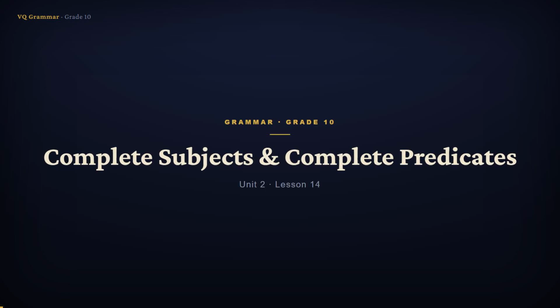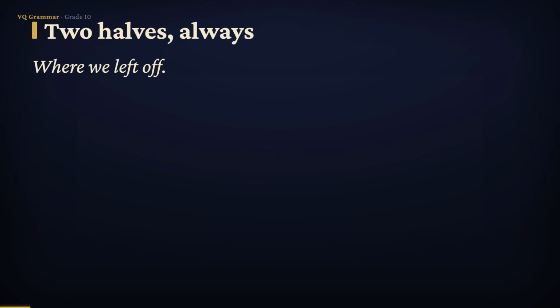This is Unit 2, Lesson 14, and today we take the idea from last lesson and open it all the way up. Last time we hunted for the core words, the simple subject and the simple predicate. Today we claim the whole territory around them, the complete subject and the complete predicate. By the end of this lesson, you'll be able to take any sentence and slice it cleanly into two halves. Let's get started. Before we build anything new, let's stand on what we already know.